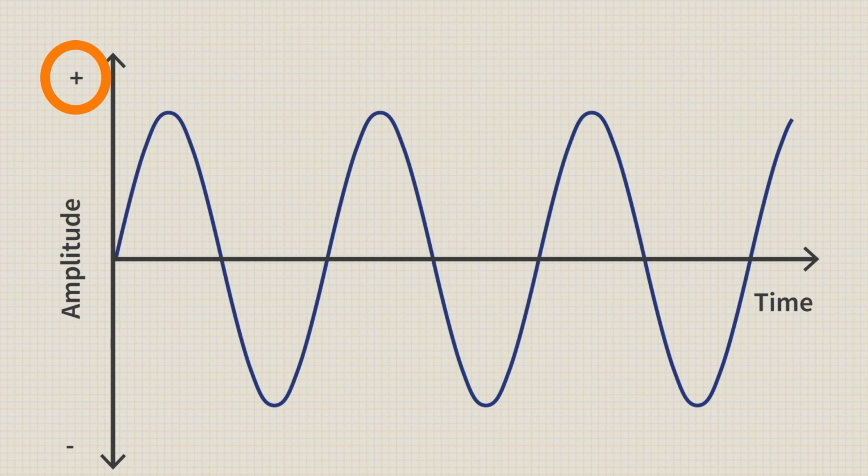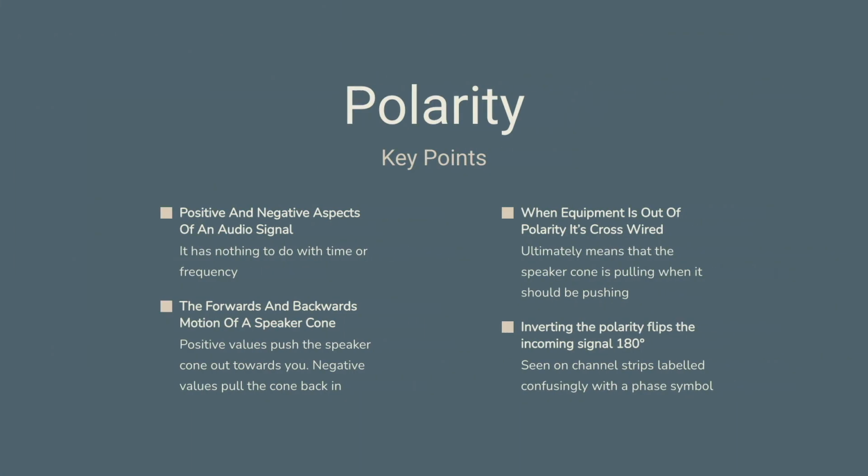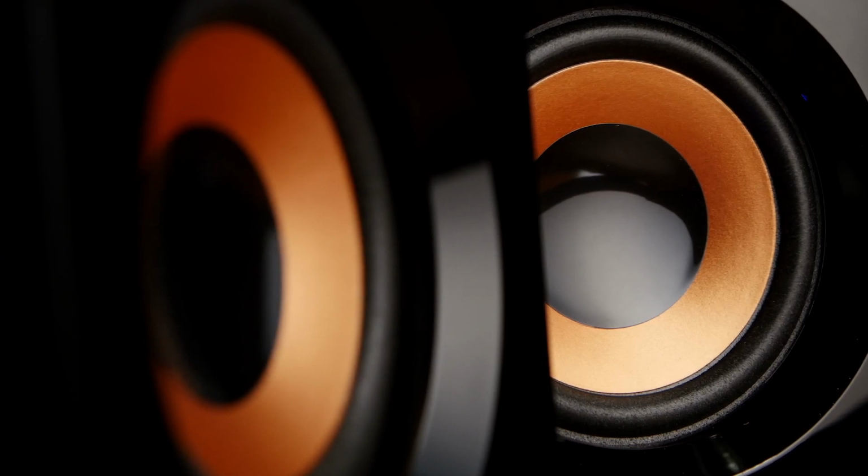So polarity is the positive and negative aspects of an audio signal. And we see this as the plus and minus across a median line here, shown using a simple sine wave, just to simply illustrate the point. So polarity has nothing to do with time or frequency. Just think of the positive and negative terminals of a speaker or an amplifier, and the forwards and backwards motion of a speaker cone, that push and pull of air. Positive values push the speaker cone out and the air towards you, and negative values pull the speaker cone back and the air pressure away from you.